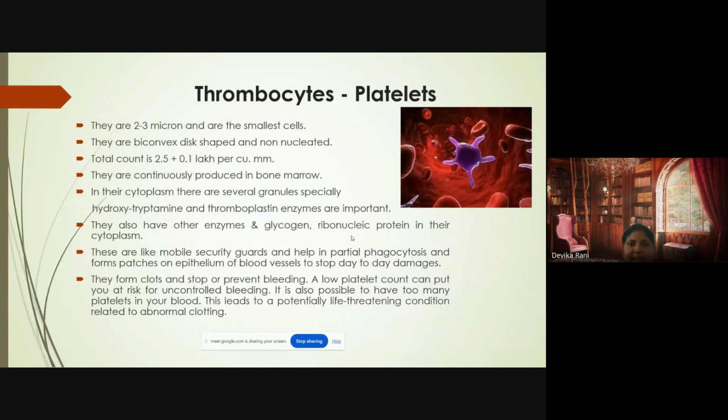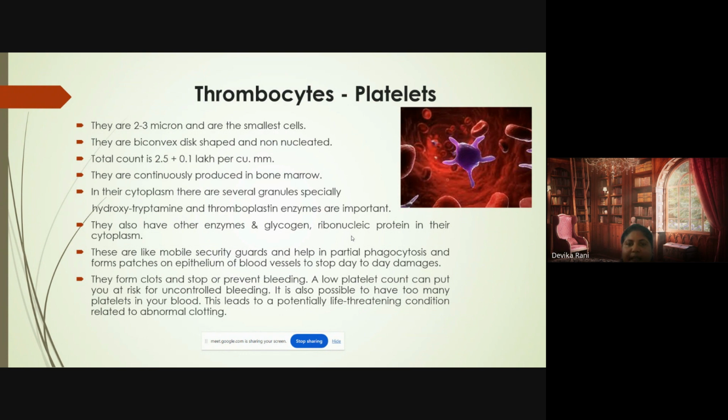These are like the mobile security guards and help in partial phagocytosis, partial, not full, and form patches on the epithelium of blood vessels to stop day-to-day damages. And mainly they form clots and stop or prevent bleeding. If you have an injury, they form clots. A low platelet count can put you at risk for uncontrolled bleeding.